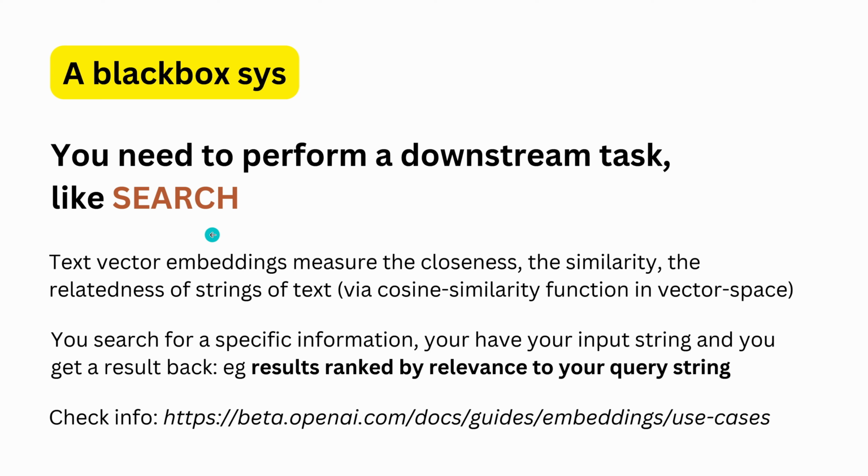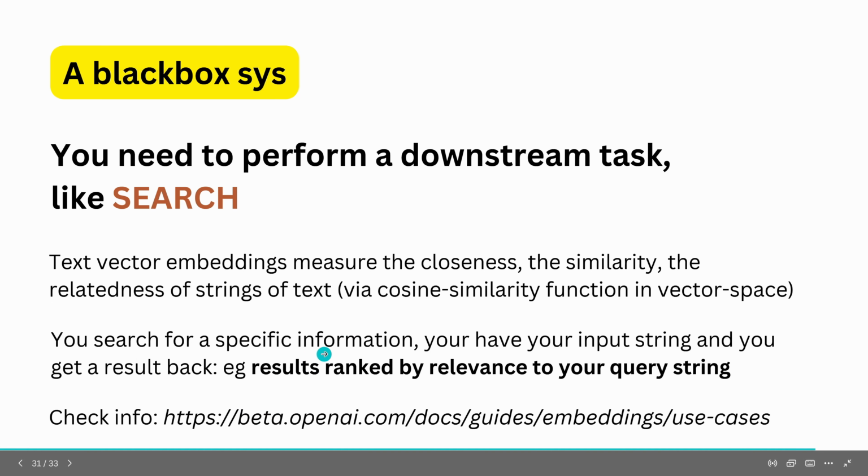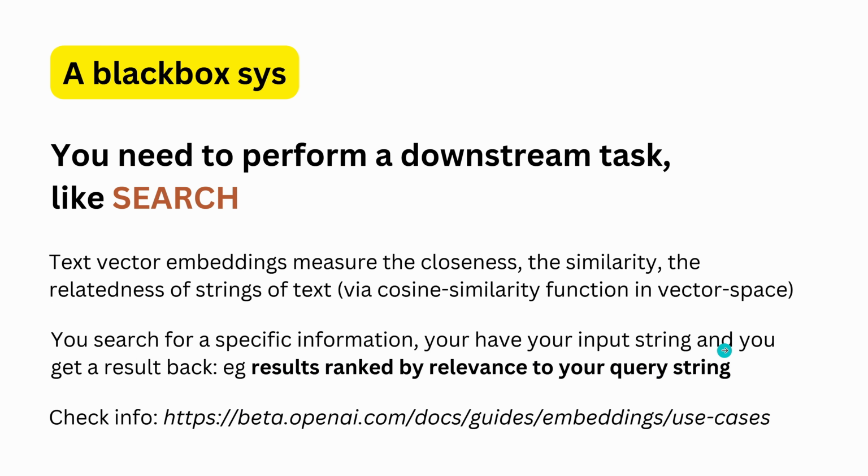Therefore, your input query is transformed into an embedding. And text vector embeddings measure, for example, the closeness, the similarity, the relatedness, my goodness, of strings of text. And of course, we do this with the cosine similarity function in a defined vector space where we have maybe even a metric. So you search for your specific information, you have your input string, and you get a result back from the black box. For example, the result is the information ranked by relevance to your query string.